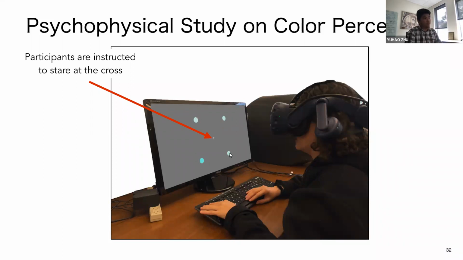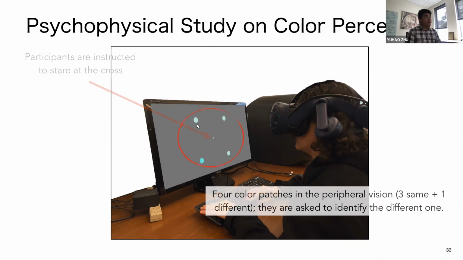What this means is that the 4 dots, or the color patches, are going to be in their peripheral vision. If you look at these 4 dots here, it's probably not super clear, but these 4 dots actually have 2 colors. 3 of them, this one, this one, this one, have the same color. This is a different color. It's randomized, so they don't know where the different color patch is. What they are asked to do is to identify the different color patch. If they could actually tell the difference between the 2 colors, they will tell us that this is a different color, the other 3 are the same.